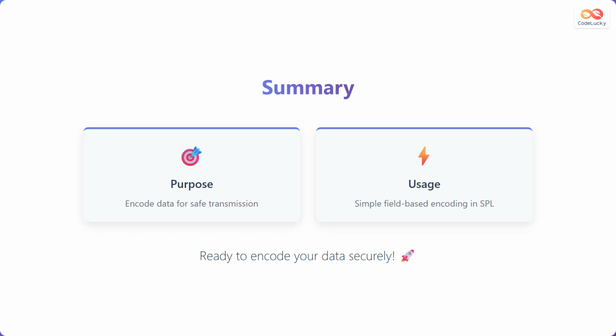To summarize, the base64encode command serves the essential purpose of encoding data for safe transmission across networks and systems. Its usage is straightforward with simple field-based encoding in SPL, making it accessible for both beginners and advanced users. You're now ready to encode your data securely using this powerful Splunk command.